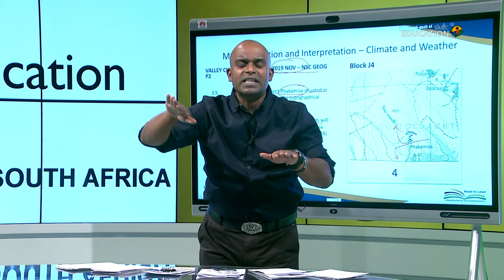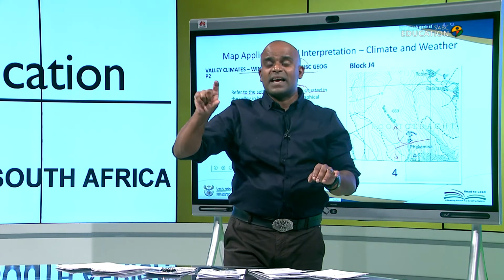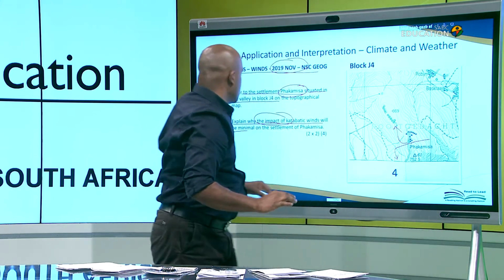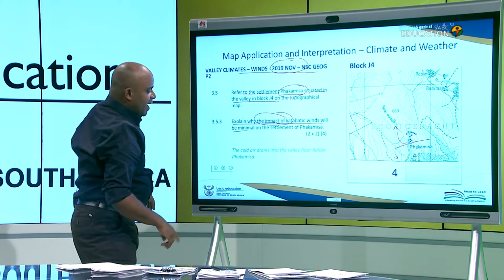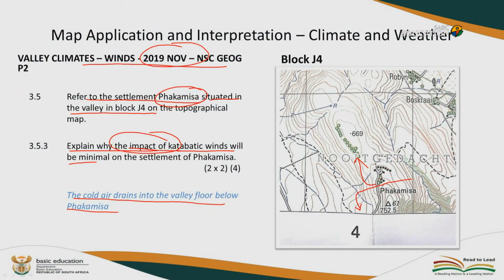Because all these forms of precipitation occur on the valley floor. Pakamisa is located on the mid-slope. So, why is it impacting? The cold air drains the valley floor below Pakamisa. In this particular example, frost forms on the valley floor.